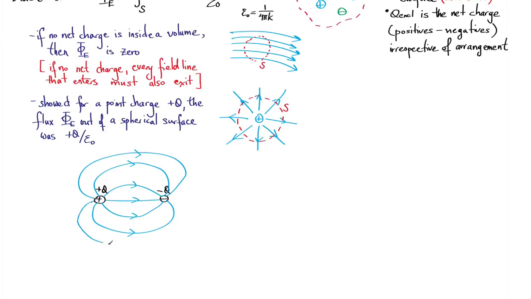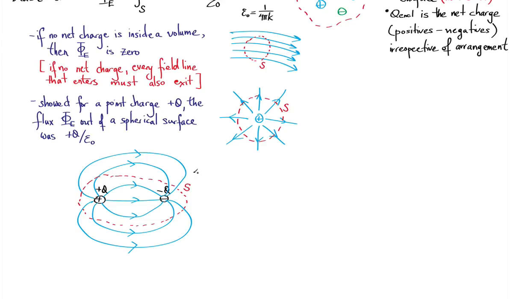Bad looking field line, but you get the idea. So that it'll look something like that, all right? So now let's draw some surface that encompasses both the positive and the minus charge. I'm going to start with one that looks something like this. It's a closed surface. I'll call this surface S, right?